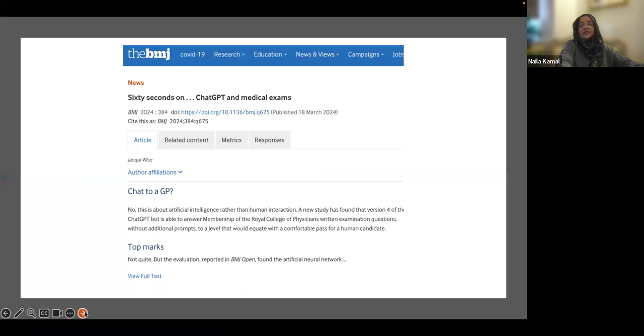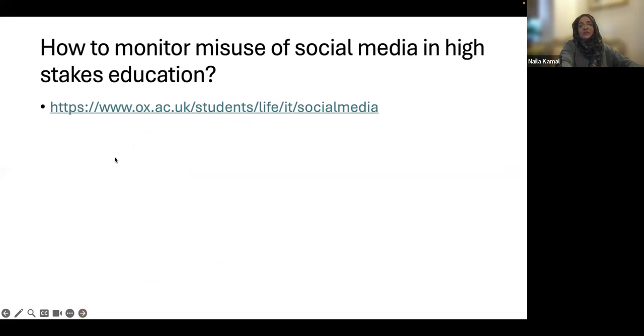And I just found this during the break, that in the BMJ, someone has put in a study that artificial intelligence, rather than human intelligence, could do your membership exam without any prompts much better than a human candidate. So there is a chance of having people who do that much better.